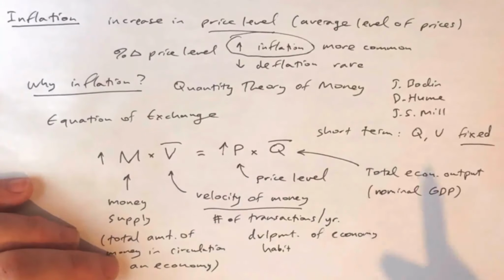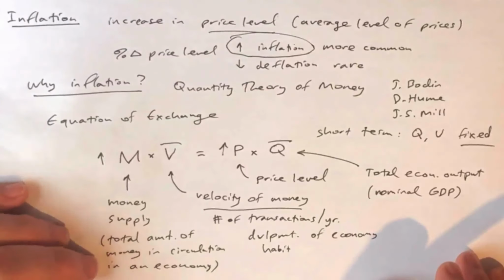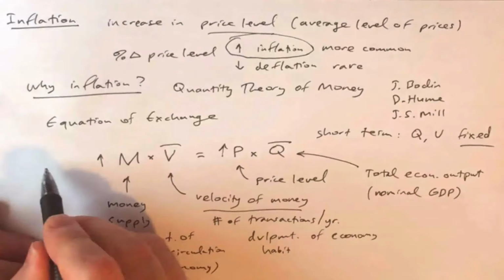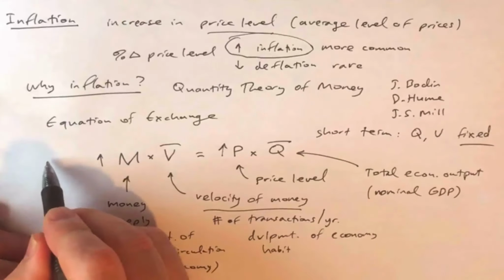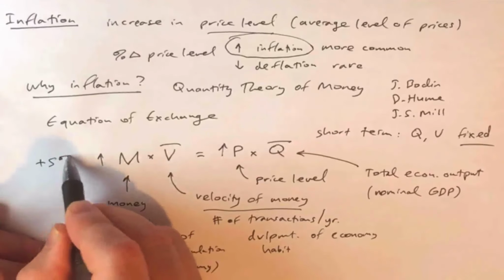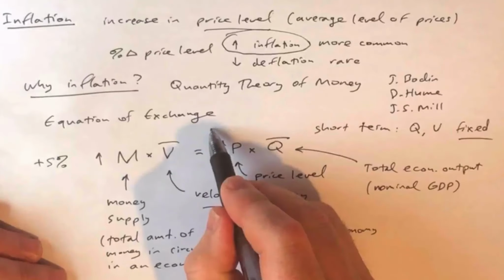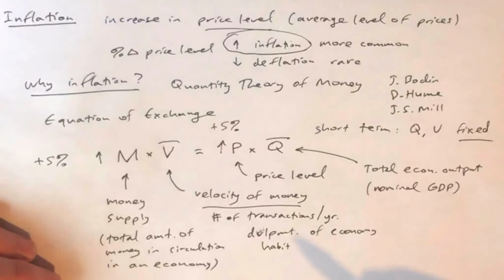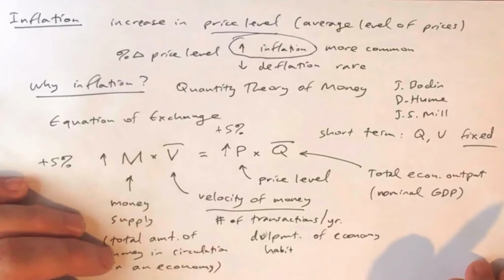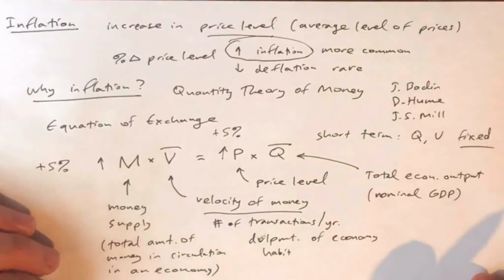We can see, well, it's a pretty straightforward theory of inflation then, right? So if the total amount of money in the economy increases by, let's say, 5%, then we would expect the same 5% increase in the price level. All right? So very old theory of inflation, the quantity theory of money.